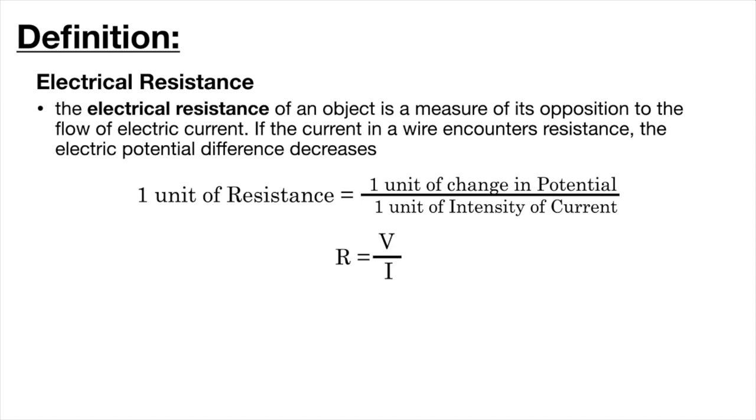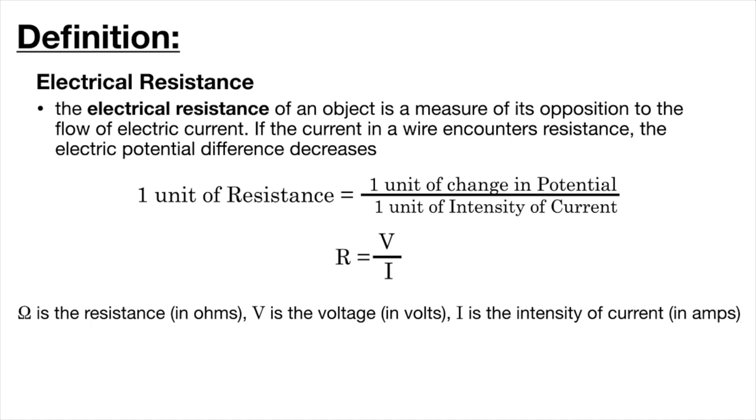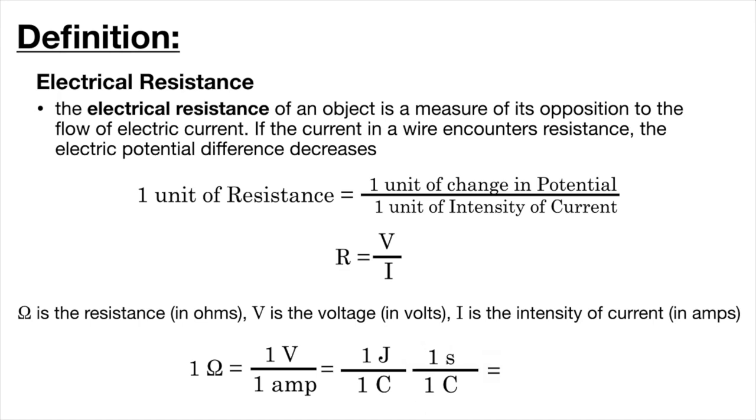R is usually represented with the omega symbol. Omega is the resistance in ohms. V is the voltage in volts. I is the intensity of current in amps. So we can write this as 1 ohm equals 1 volt per 1 amp. Or 1 ohm is equal to 1 joule per 1 coulomb times 1 second per 1 coulomb, which can be reduced down to 1 ohm is equal to 1 joule second over 1 coulomb squared.